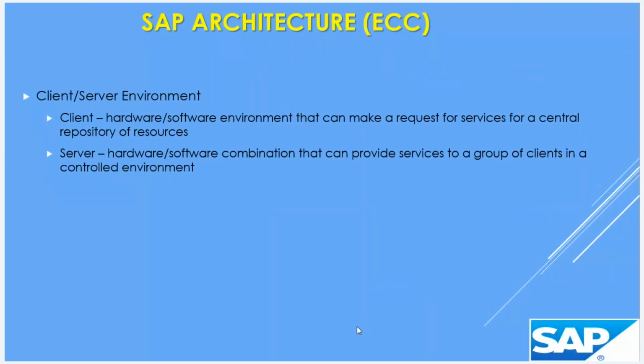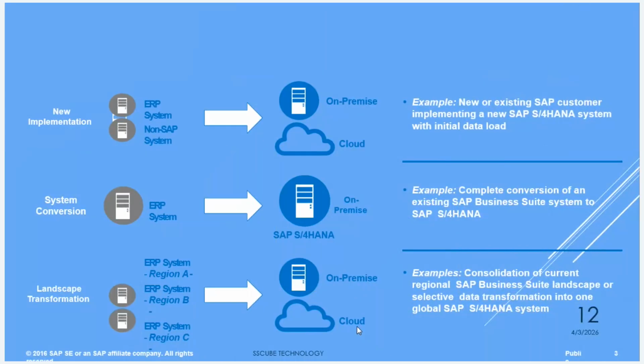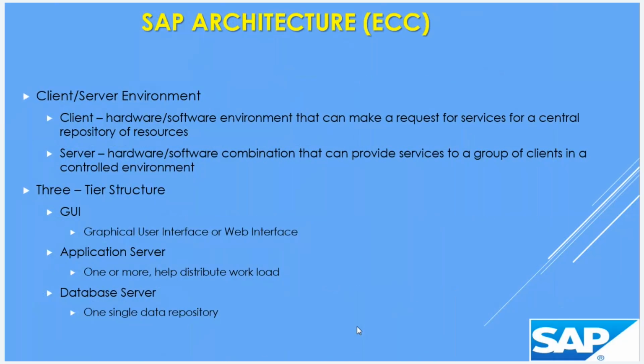Now the architecture of ECC. ECC is basically running on a three-tier architecture: GUI, the graphical user interface, the application server, and the database. ECC was running in this way: graphical user interface, application server, and database server. I will give you a very layman example so that you can easily understand.